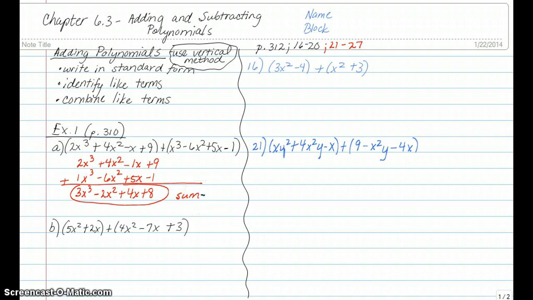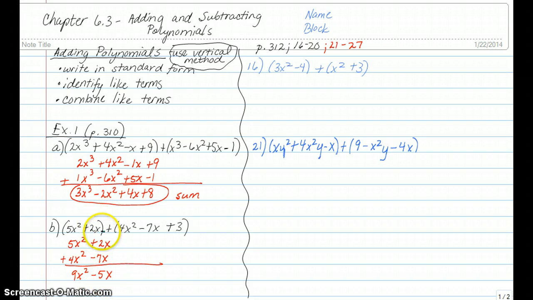Now we're going to go to the next one, which is also on 310. It's the B portion of example 1. Now, sometimes you're not going to have a one-to-one correspondence. In A, you had an x cubed, an x squared, an x, and a constant. Here, you're not going to have that one-to-one correspondence, which means it's going to leave some gaps. So we have 5x squared. We look, there is a 4x squared, which gives you 9x squared as your sum. You're adding these. Then we have 2x. You see we have a negative 7x. Negative 7x and 2x is minus 5x.